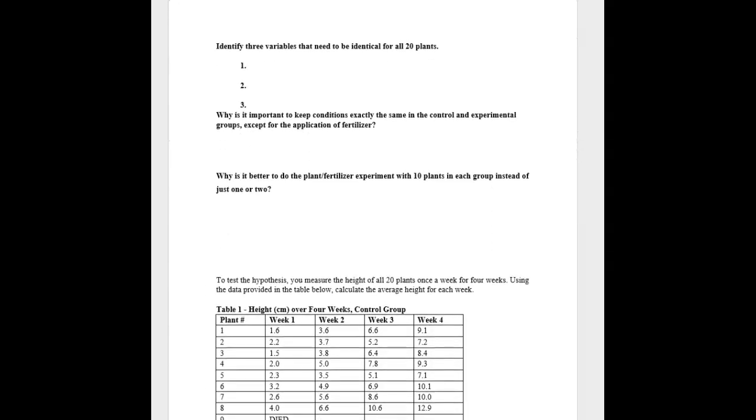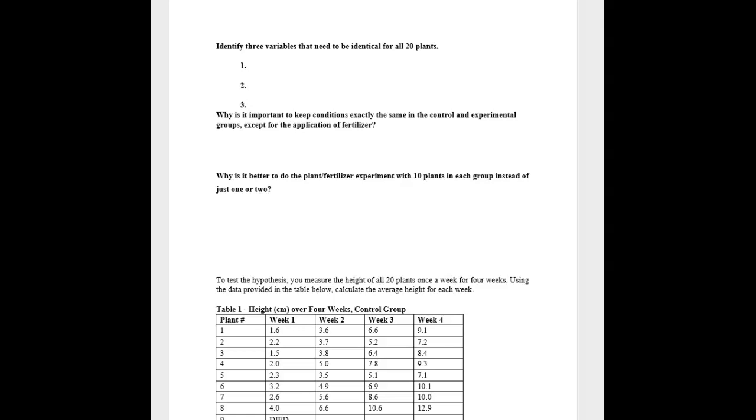So now continuing talking about the planning in our experiment, what are 3 variables that need to be identical for all 20 plants? So we're going to have 10 plants with fertilizer, 10 plants without fertilizer. What do we need to keep the same between all 20 plants? So you're going to want to keep the same sun, the same soil, the same amount of water. You want it to be the same plant. So all of these variables need to be the same, and the only difference is going to be adding that fertilizer.